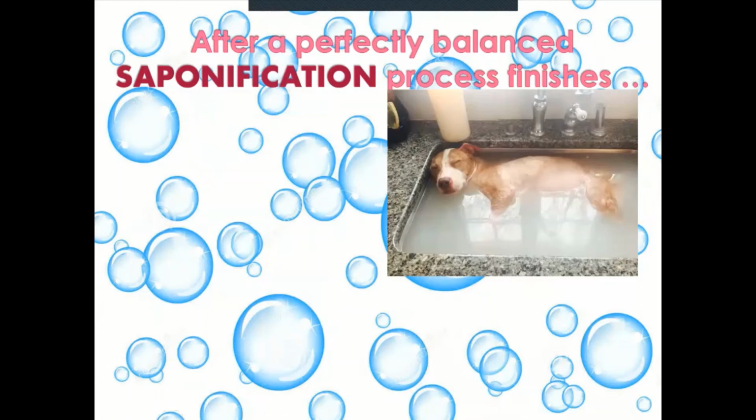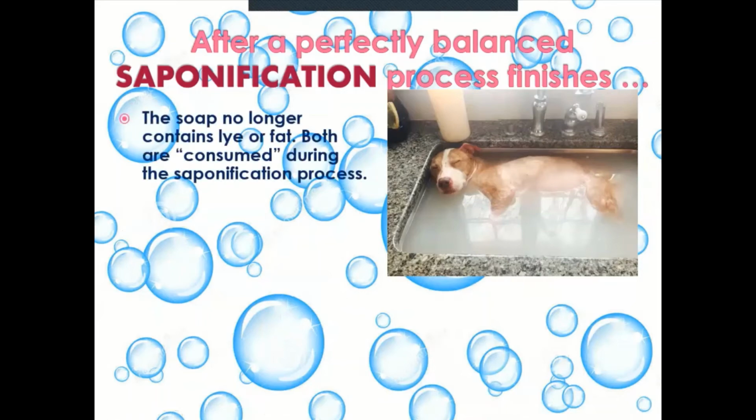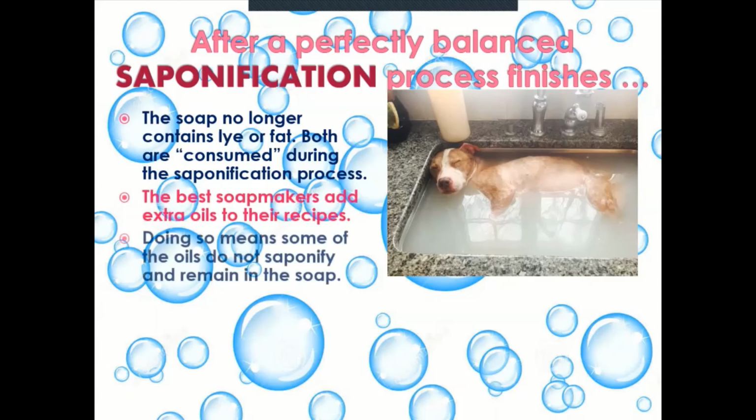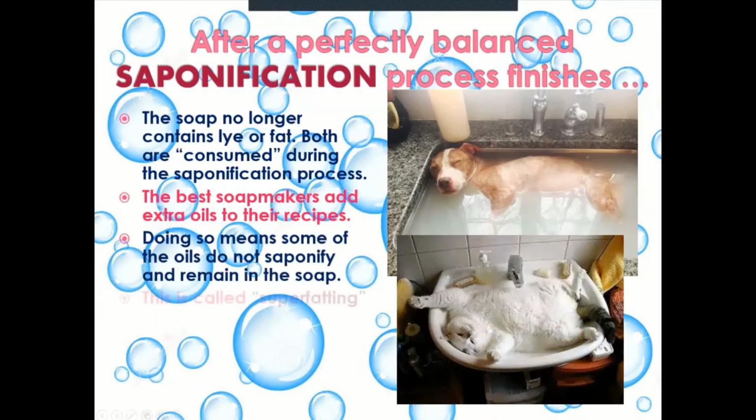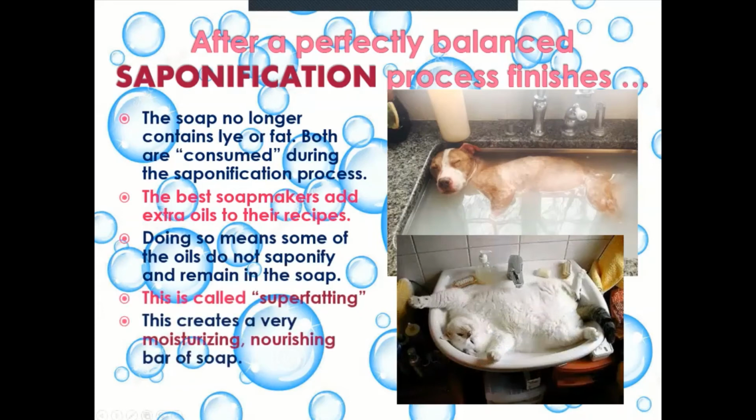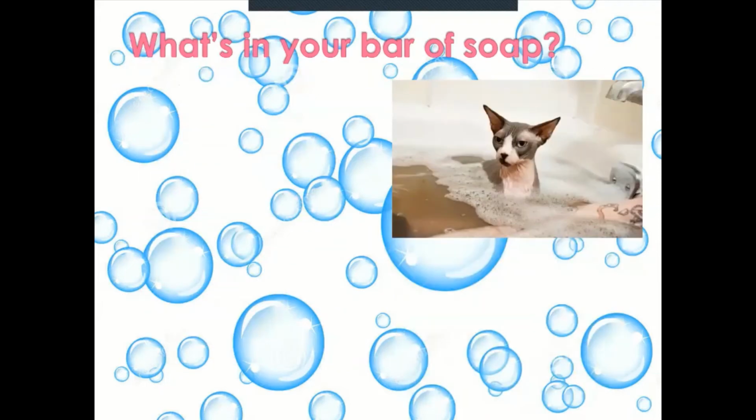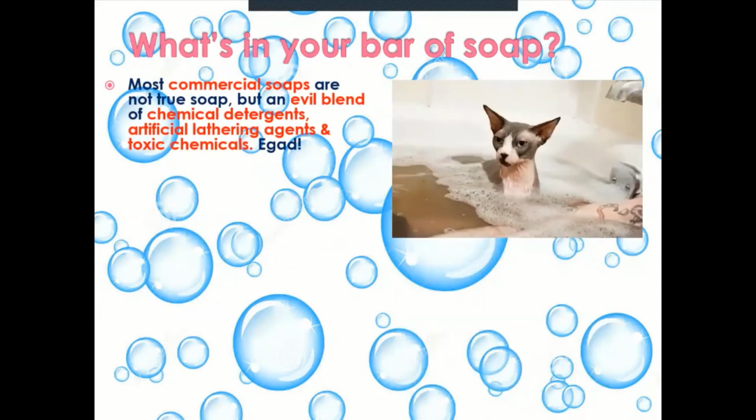After a perfectly balanced saponification process, the soap no longer has the lye or the fatty acids. They're both quote unquote consumed during this process. The best soap makers then will add other trace things like scents, and that actually is something that's called superfatting and makes the soap extra luxurious. So it makes it more moisturizing, more nourishing. And so the soap that we make, well, our soap is amazing.